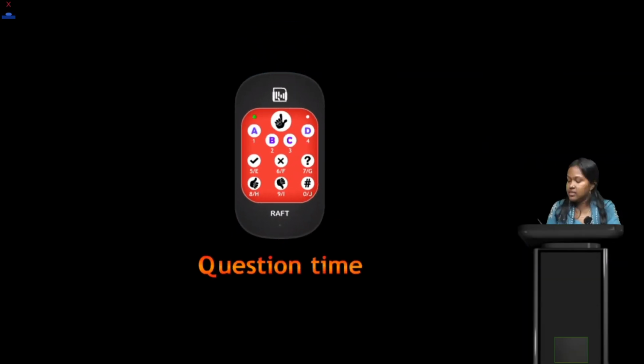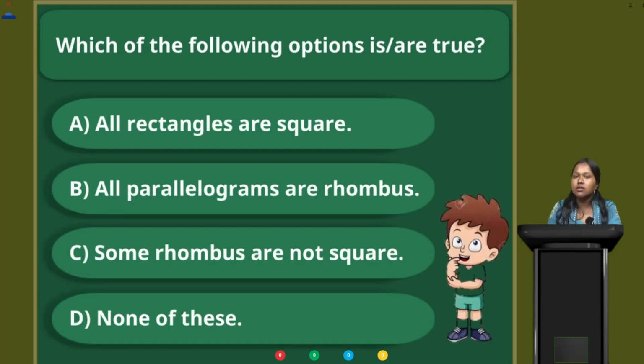Here is one question time for you all. Let's see how many of you are able to answer this question. Which of the following options is or are true? Maybe more than one is true or maybe only one sentence is true. Your options are: all rectangles are square; all parallelograms are rhombus; some rhombus are not square; none of the above. So this is the question.